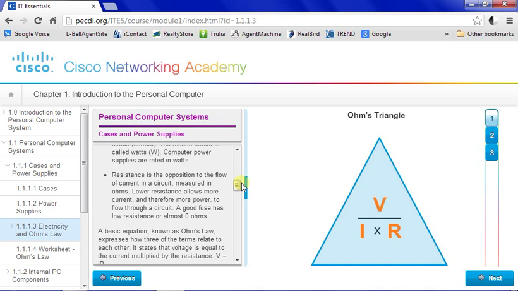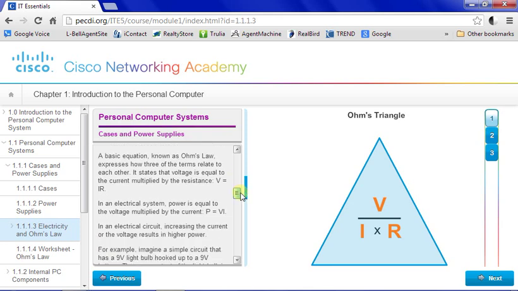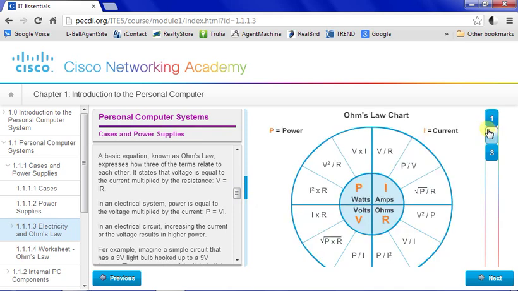To the right, you'll see in figure 1 Ohm's triangle, V over I times R, and that's the equation that you should know, and that's going to help you on some of the questions on the test. And another thing is you want to know P equals VI. And here's an Ohm's law chart. So again, look at these.